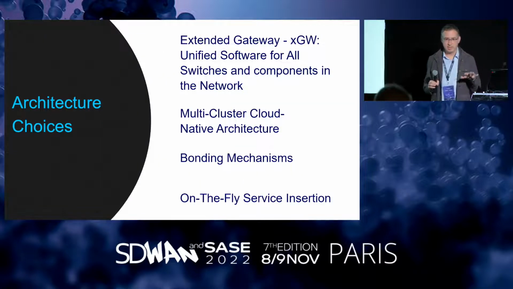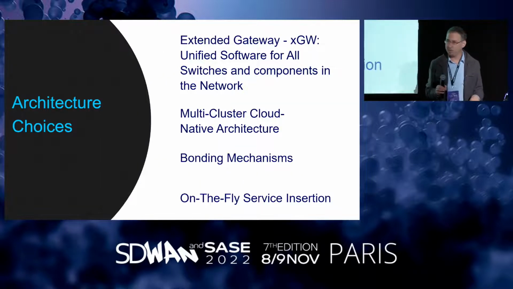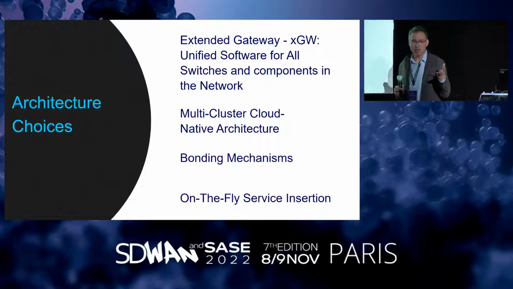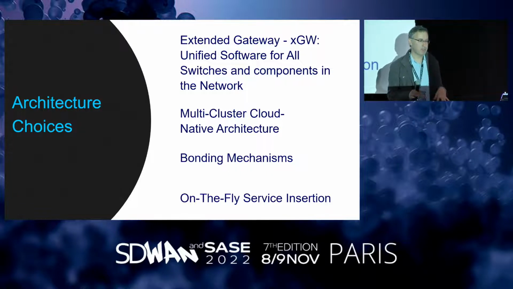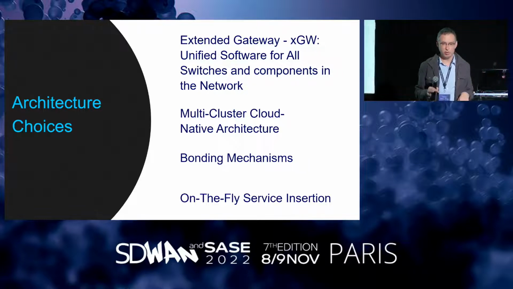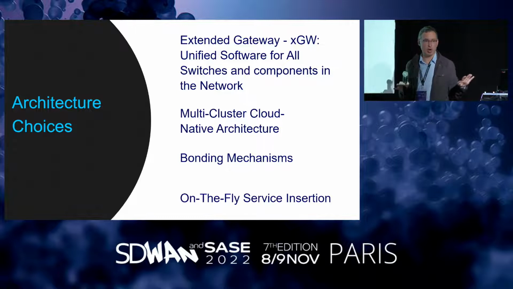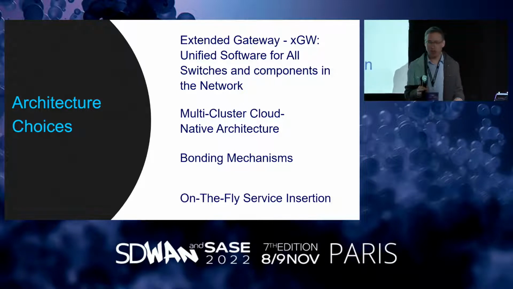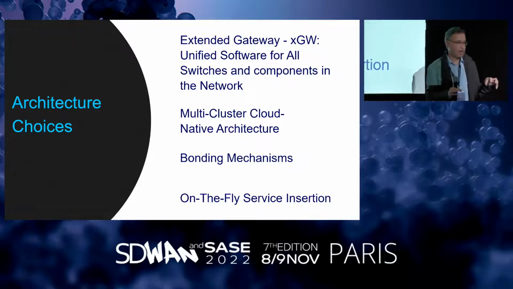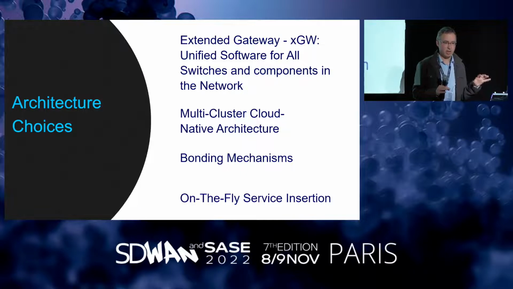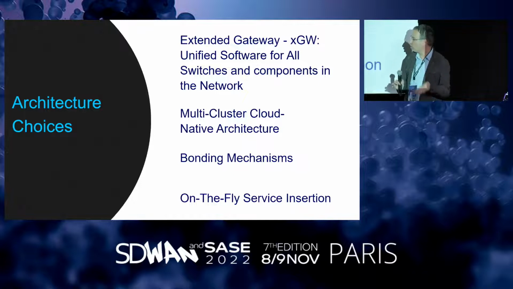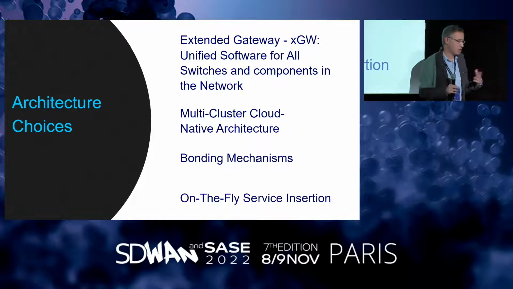In order to do all that, and I will be very quick because I have only 3 minutes left, we took some architectural choices. I listed 4 of them here. One is that we have one unified software, which we call the XGW, X for everything and GW for gateway, that manages all our network components, switches and all other network components. I will show you a diagram in the next slide. The other is that we are cloud native, with a multi-cluster cloud native architecture, which I won't go over. We have the bonding mechanism that I mentioned, and on-the-fly service insertion that we provide.